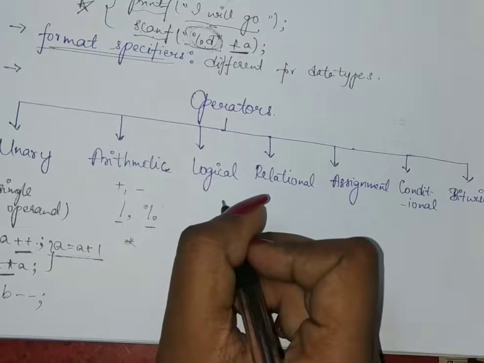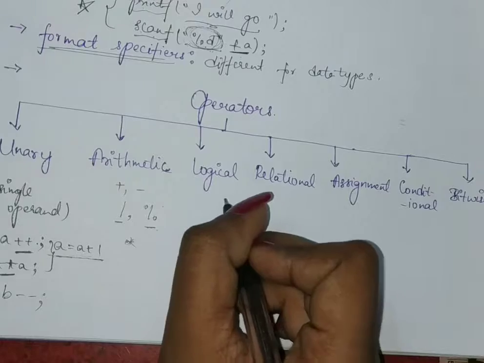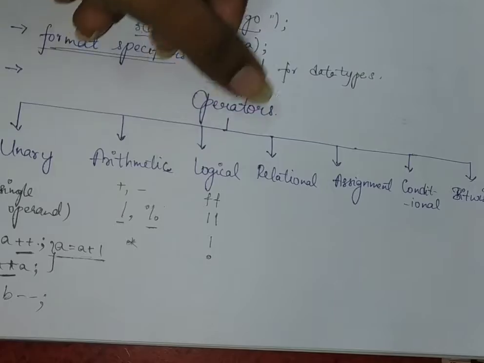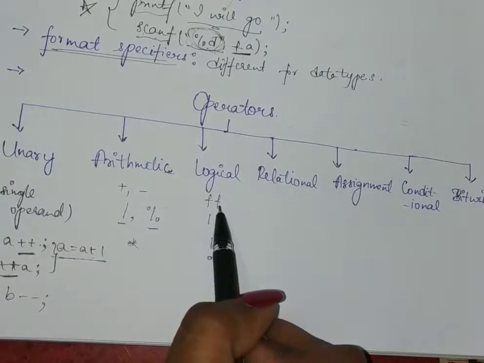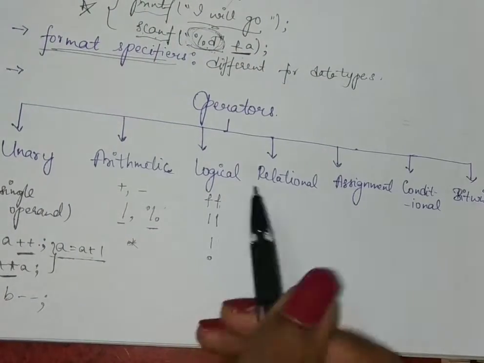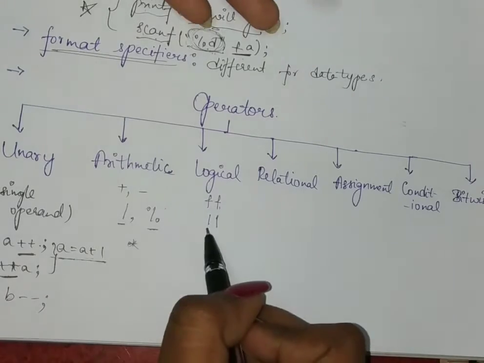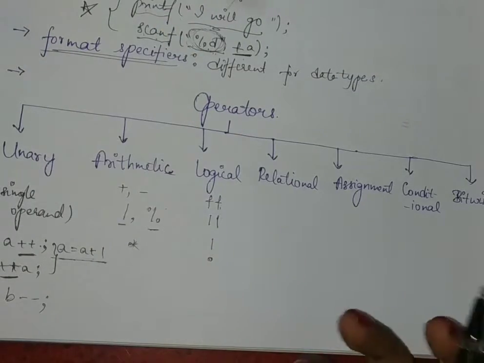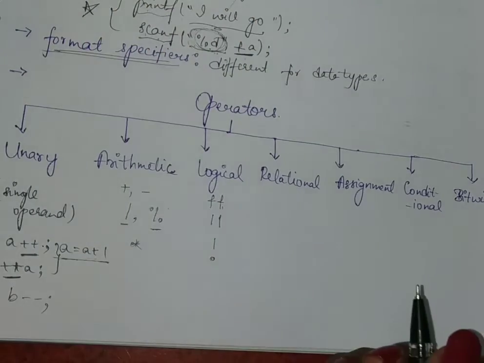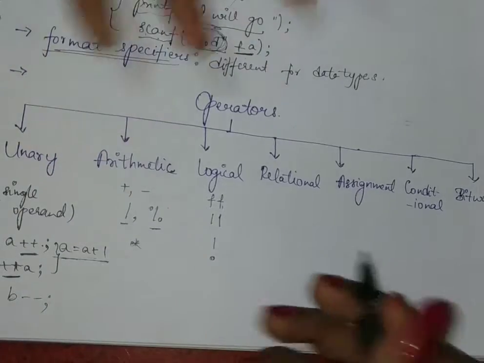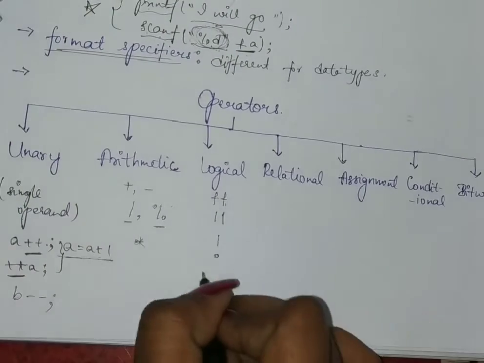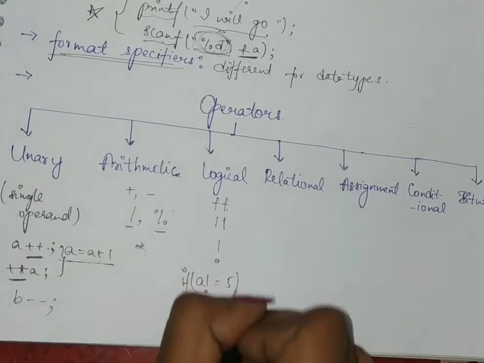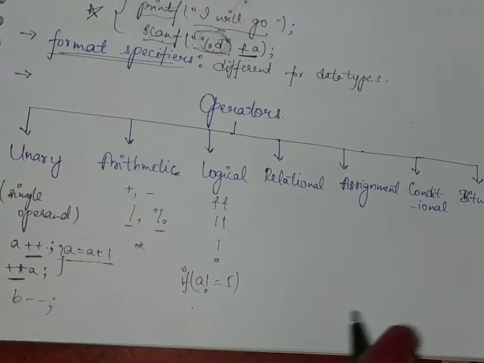Then the logical operators are this: and, or, and not. See, this is true. And means it is true only if both the conditions are true, and this or is true only if one of the conditions is true or both the conditions are true, and not is the reverse of anything you do. For example, if you wanted to say if a is not equal to 5, then you write it like this.